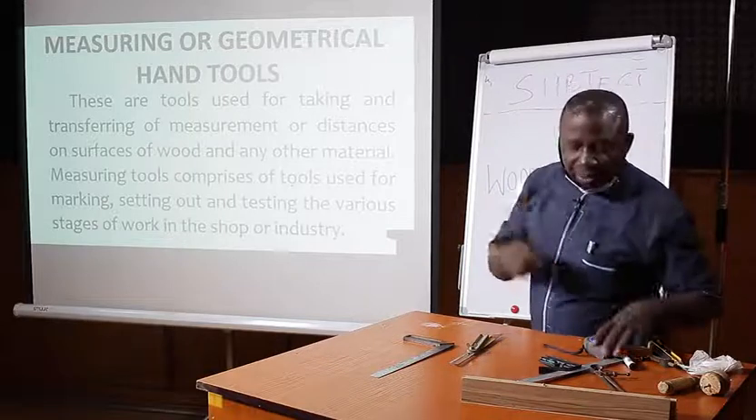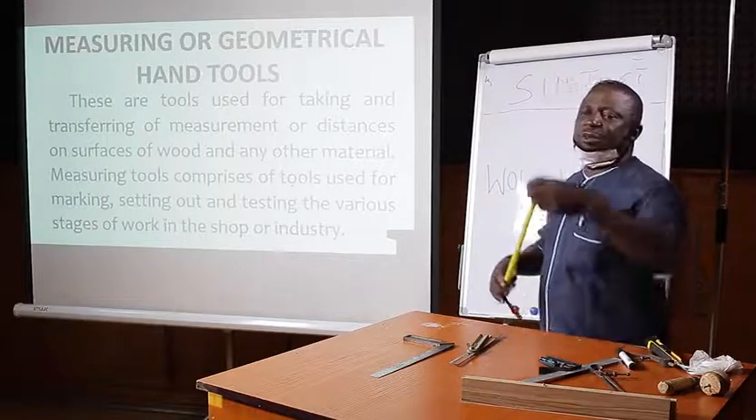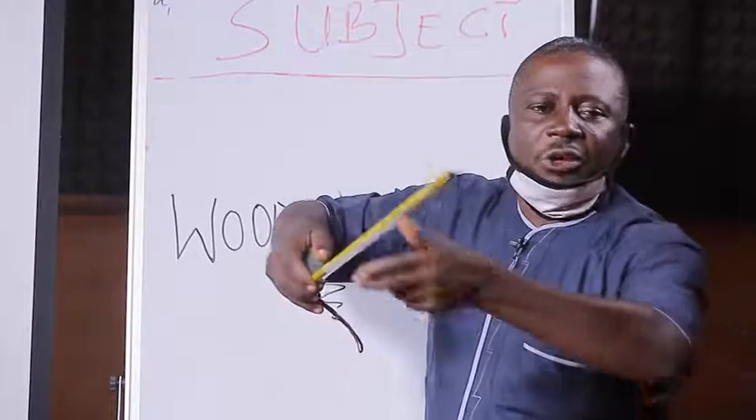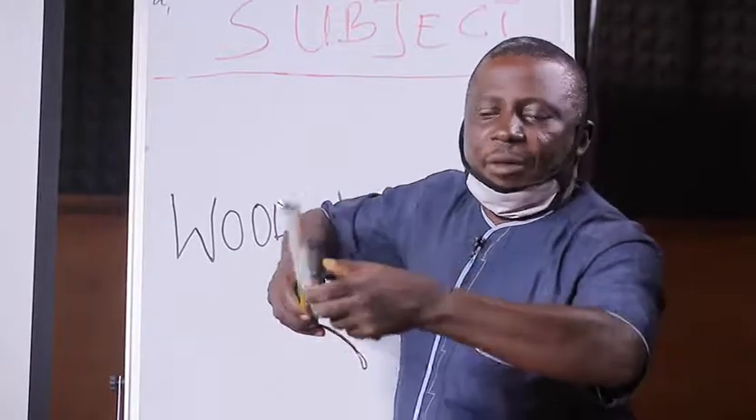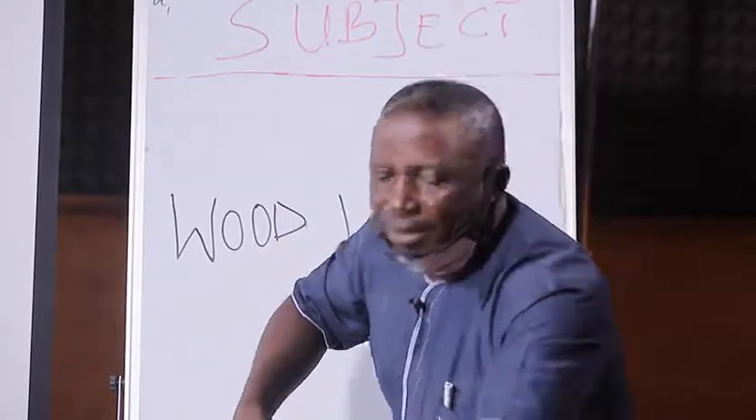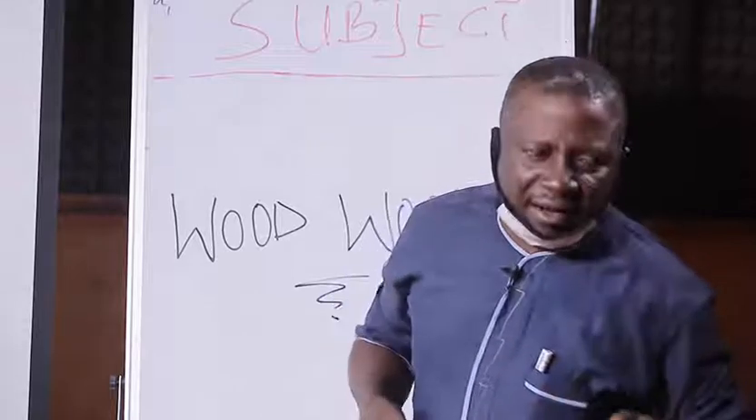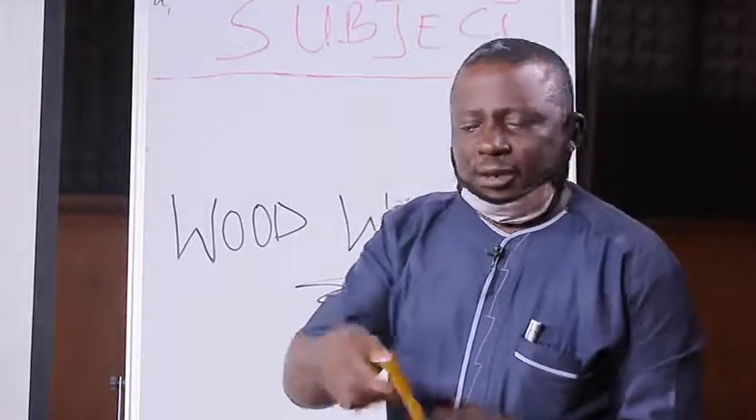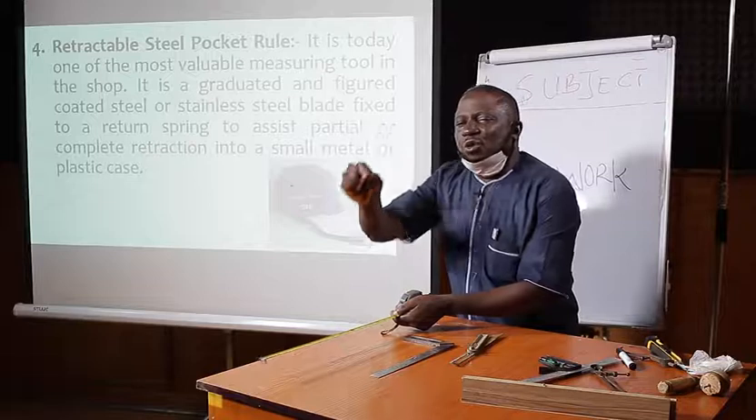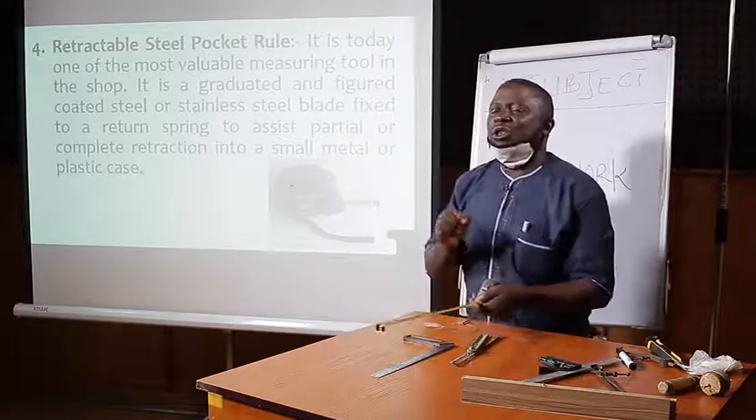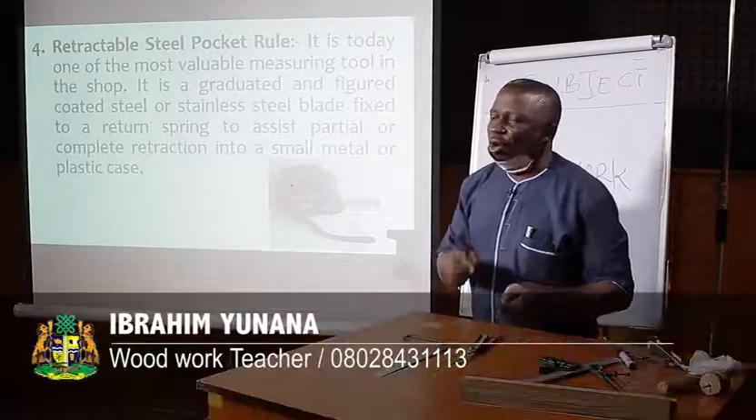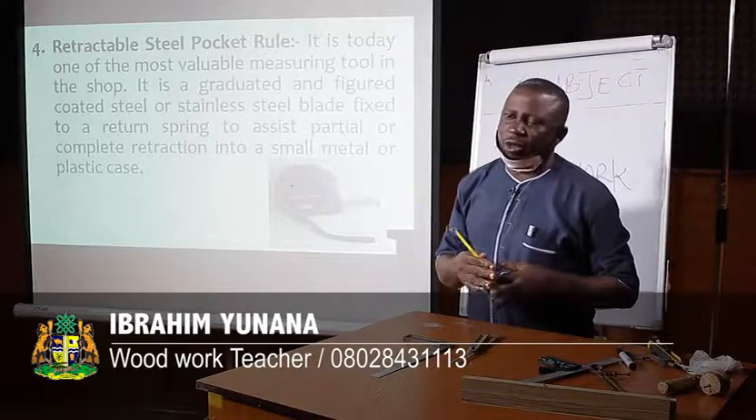And we said these tools are used for taking and transferring measurements on surfaces. You take measurements, like we have, let me use this one, the retractable steel pocket rule. You take measurements, transfer them, and mark before any other operation is carried out. You mark or transfer measurements so that you get exactly what you want when doing any construction or performing any job in the workshop.